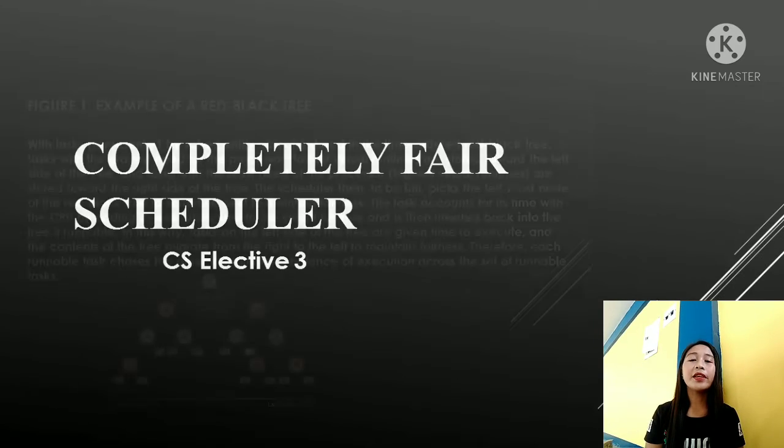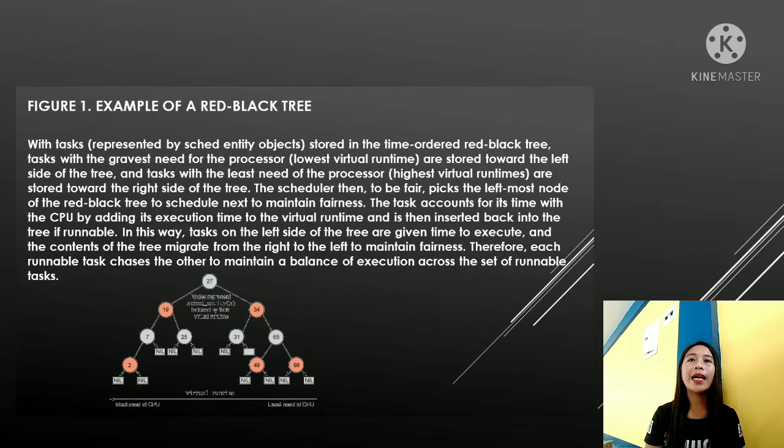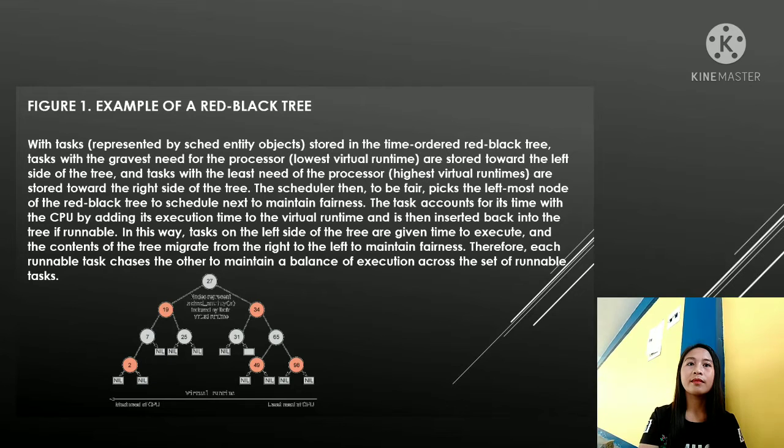Then next is Figure 1, an example of a red-black tree, with tasks represented by sched_entity objects stored in the time-ordered red-black tree. Tasks with the gravest need for the processor, or lowest virtual runtime, are stored toward the left side of the tree. And the scheduler, to be fair, then picks the leftmost node of the red-black tree to schedule next to maintain fairness.